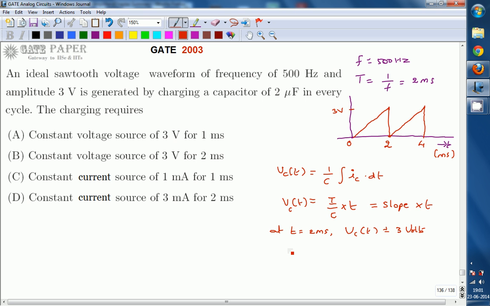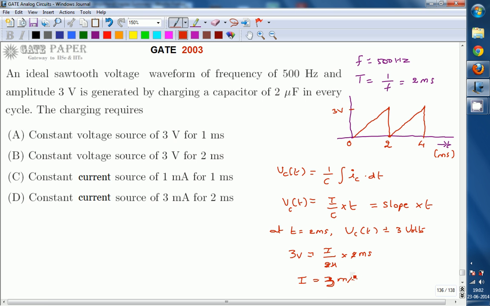Vc of t is 3 volts, so substitute: 3 is equal to I by C, where I is the constant current and C is 2 microfarads, into t, which is 2 milliseconds. The 2 cancels. So what you get is I equal to 3 milliamperes. So I is equal to 3 milliamperes.